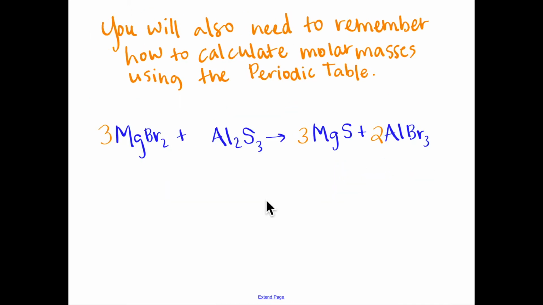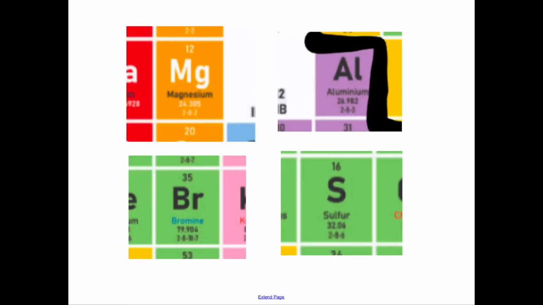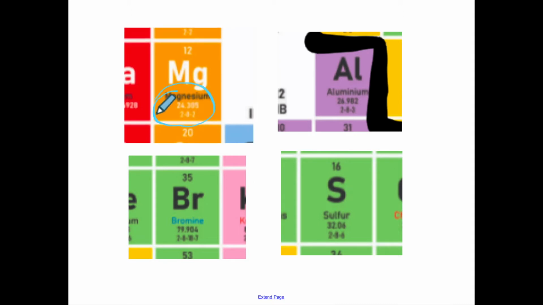You will also need to remember how to calculate molar masses using the periodic table. To do this, we're going to look at the periodic table, and specifically at that bottom number. I always round my molar masses to 2 decimal places, so magnesium will be 24.31 grams per mole.